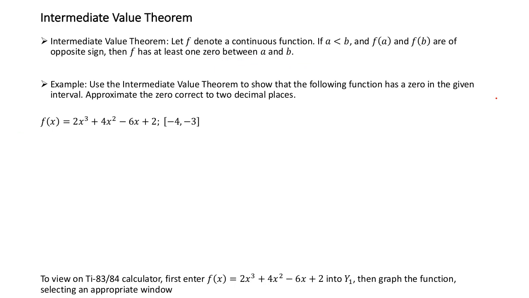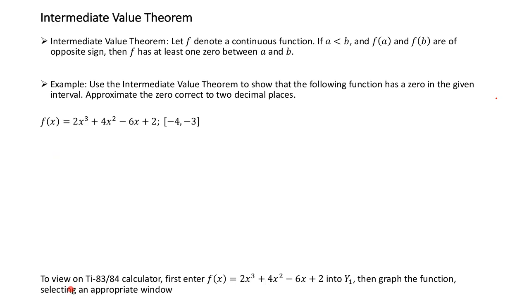So we're going to look at the example below, where we have a function defined as 2x cubed plus 4x squared minus 6x plus 2. So we have a polynomial function. The interval we are interested in is between -4 and -3. This is a polynomial, so we know that it is continuous. It's always a good idea to check these things, just to make sure that all of your conditions are being met. I've already set this up in my graphing calculator.